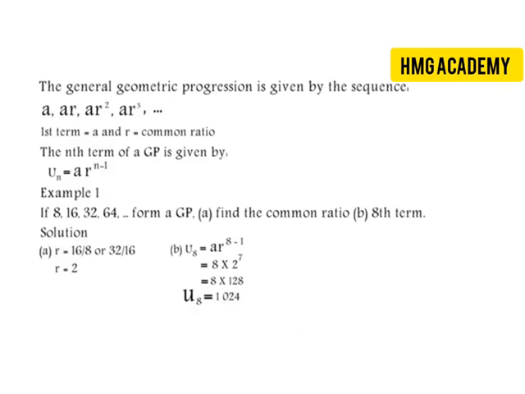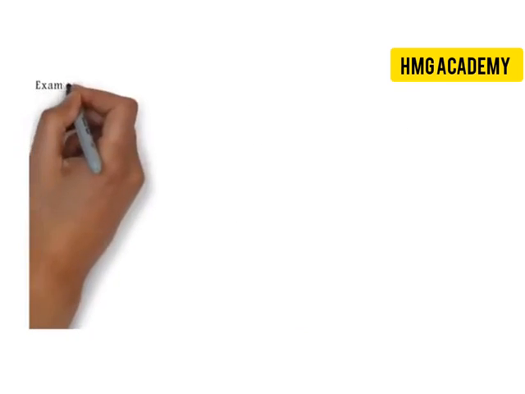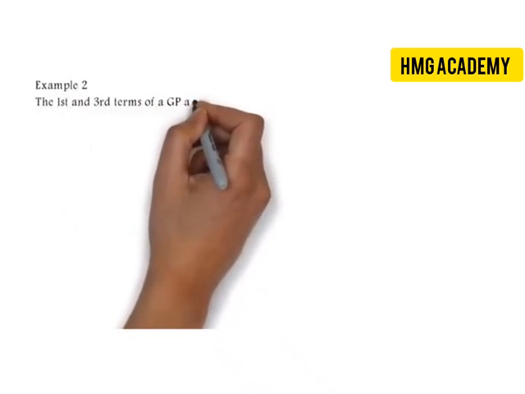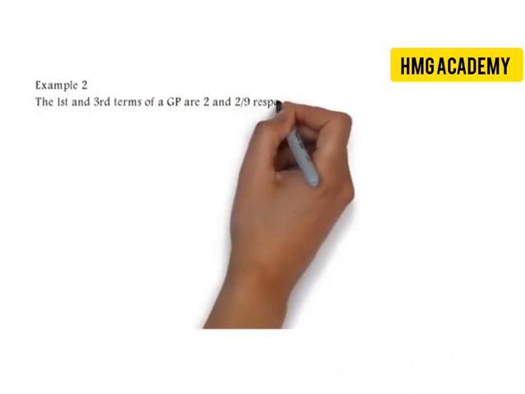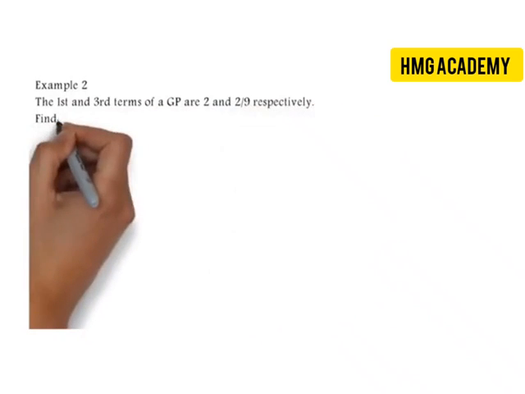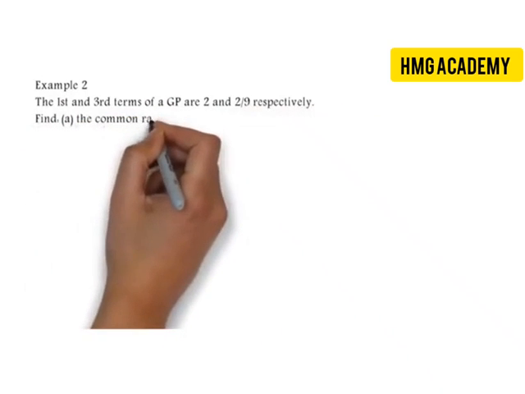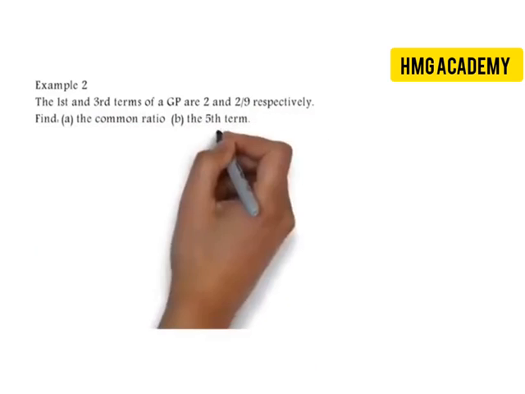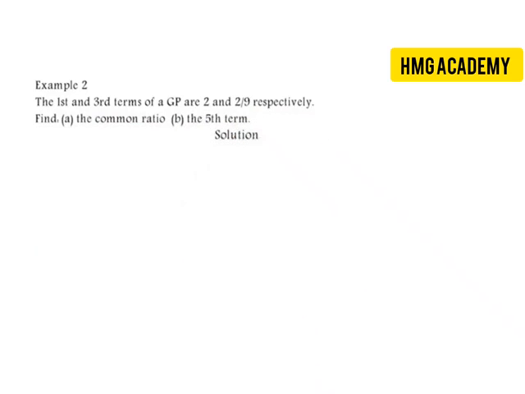Now let's proceed. Let's see another example, example 2. The first and third terms of a GP are 2 and 2/9 respectively. Find a, the common ratio, b, the 5th term of the GP. So let's see how to do that now.